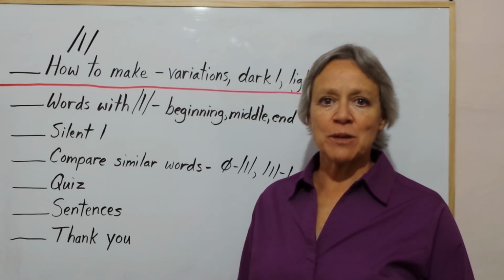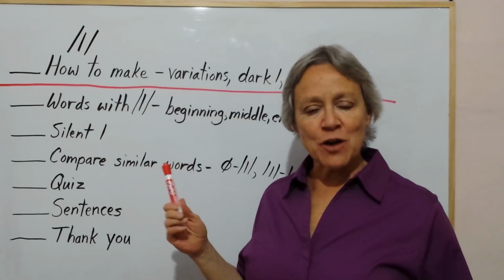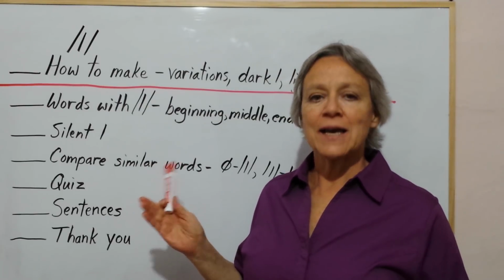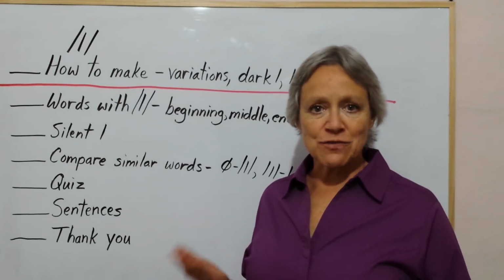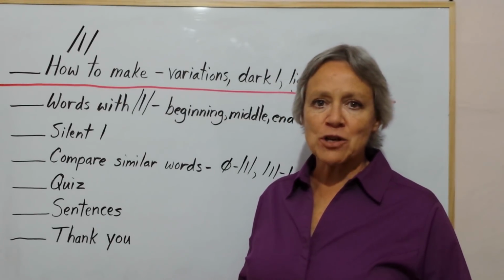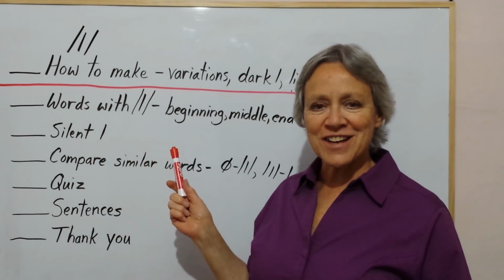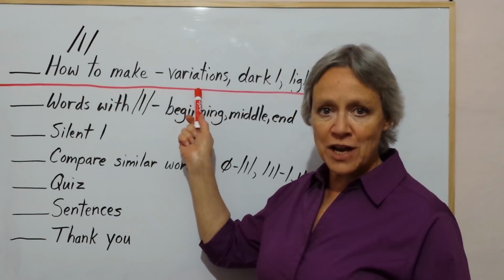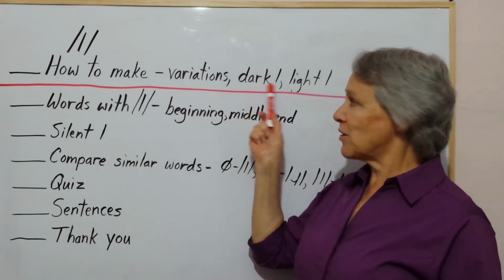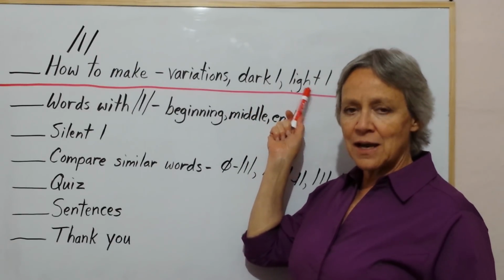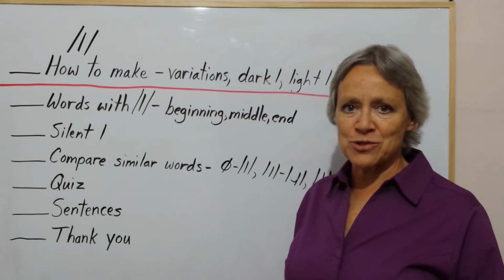Today I'm going to be talking about the L sound in English. This is a sound made with the letter L. This is a two-part lesson. In this first part, the first video, I will be talking about how to make the L sound in English. And I will be talking about some variations in making this sound. And I will talk about the dark L and light L. We'll talk about how to make those and what the difference is between those sounds.